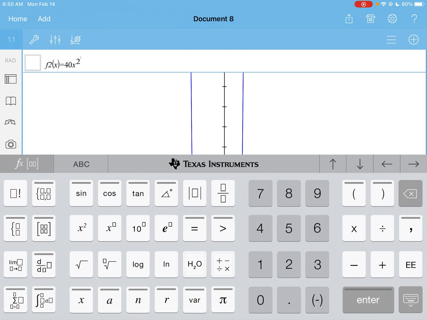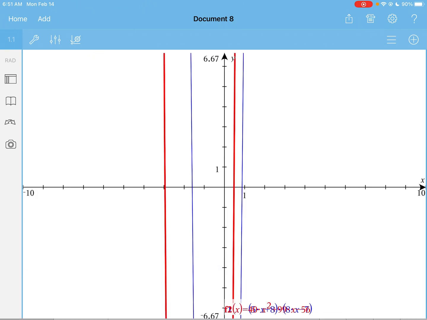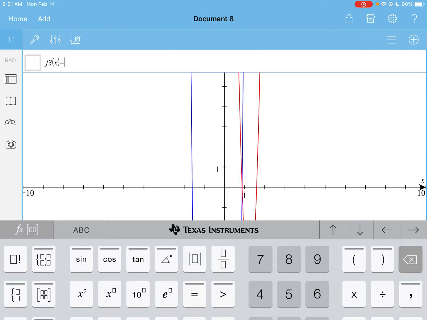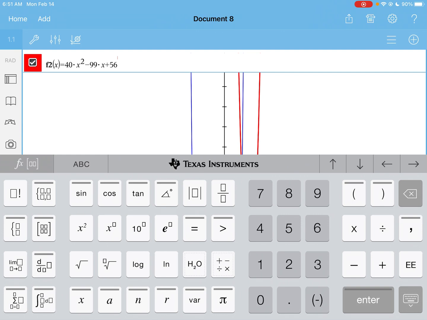So here we go. Answer choice A, 40x squared plus 99x minus 56. That does not cover it. I go up. I hit tab. Then I go up. Answer choice B is the same thing except my signs are different. So I'm going to go ahead and change that to a minus sign and then change this to a plus sign. Enter. Not the same graph.